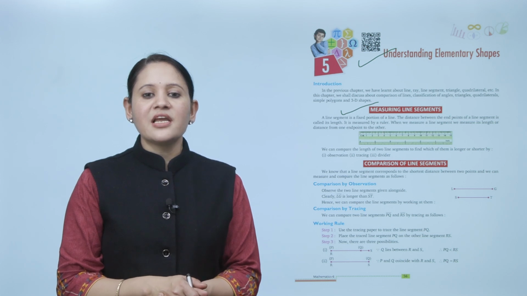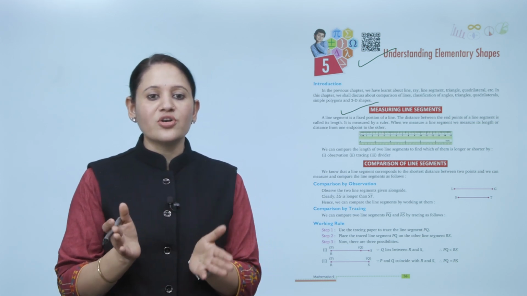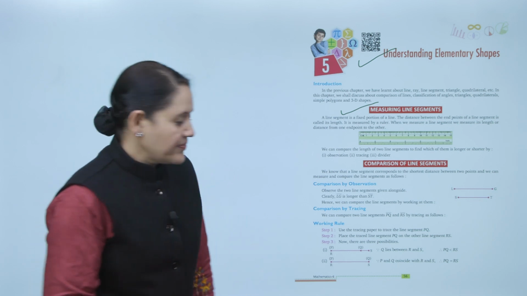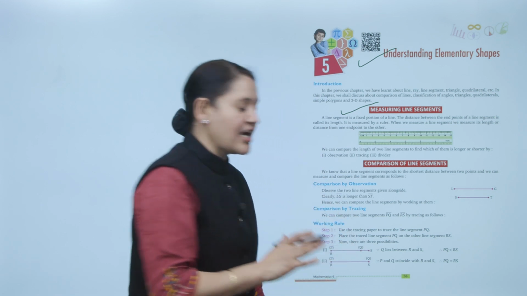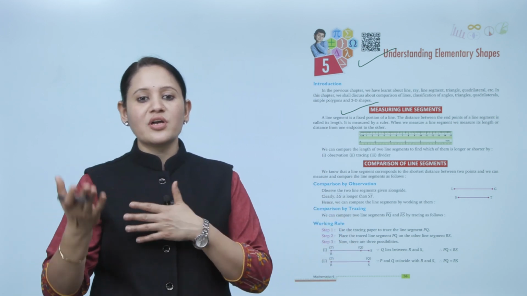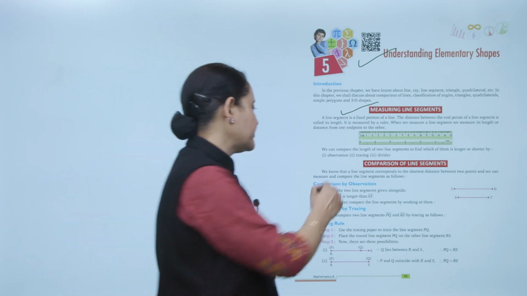We can compare the lengths of two line segments to find which of them is longer or shorter by observing, or tracing, or using a divider. So here, by using a ruler, we can draw a line segment, and we can also compare two line segments, which one is longer, which one is shorter. So first is comparison of line segments.